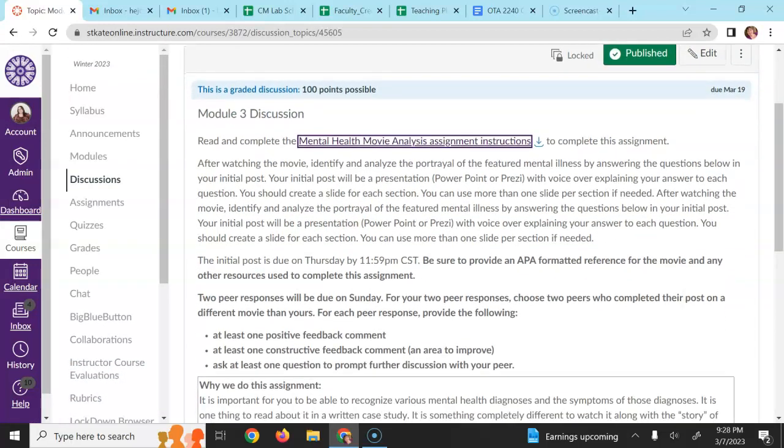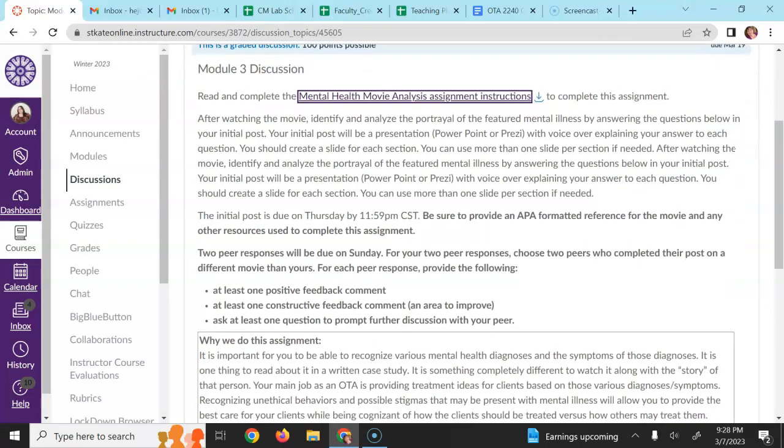Then this assignment description gives you a broad sense that you're making a presentation, which it already said, with voiceover explaining your answers, and you're going to create a slide for each section. You can use more than one slide per section if needed, and then you're going to present that presentation as your initial post. It doesn't require any additional words. Just take the post, upload it to the discussion post, and that's your initial post. That's due by Thursday at 11:59 p.m. Central Standard Time. Then your 2 peer responses, just like normal, are going to be due on Sunday.